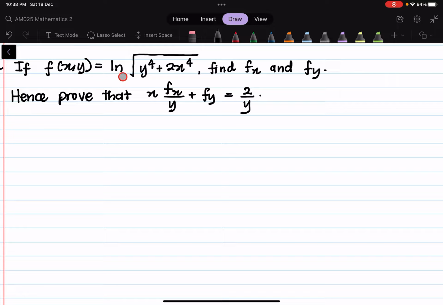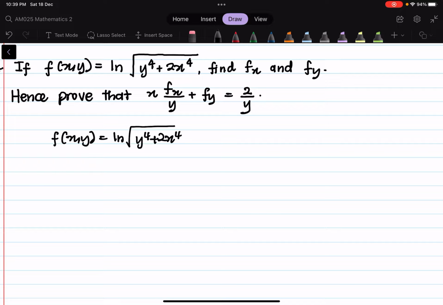If f(x,y) equals ln square root of y to the power 4 plus 2x to the power 4, find f sub x and f sub y. Hence, prove that x times f sub x over y plus f sub y equals 2 over y. So we have f(x,y) equals ln square root of y to the power 4 plus 2x to the power 4.